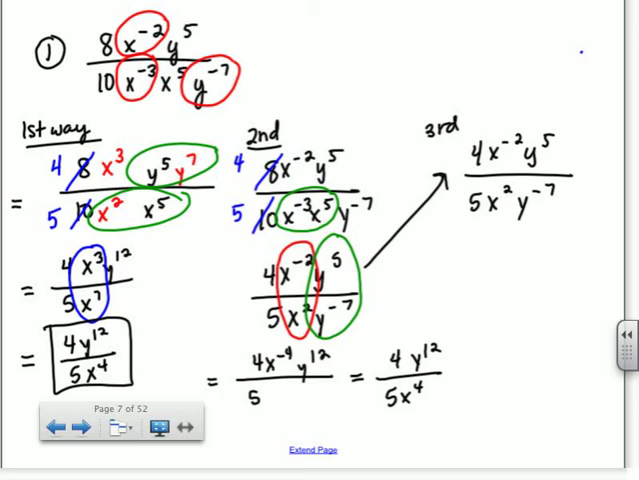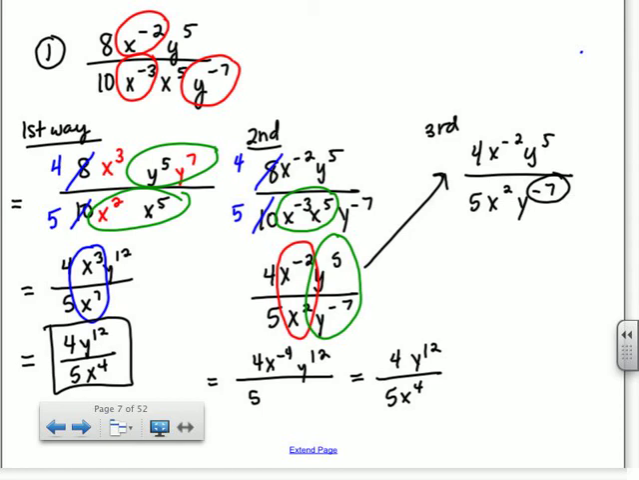And then the last thing, Mr. Cyrek showed me, he did something like this when he taught algebra. So let's say we were at this step right here. I had simplified on the top and the bottom. So I'd have 4x to the negative 2, y to the 5th, all over 5x to the 2nd, y to the negative 7th.